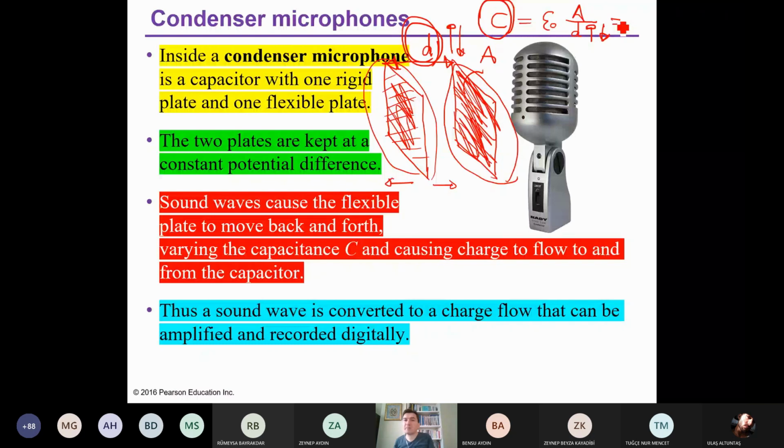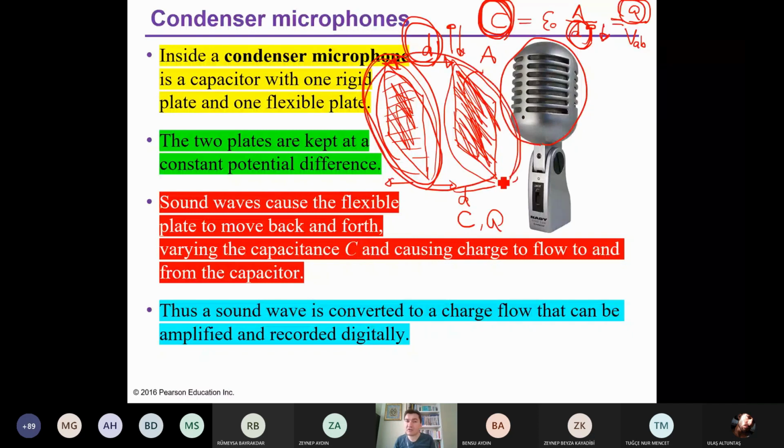If I can manipulate capacitance by manipulating distance, I can also manipulate the charge here, right? So during the movement of this flexible plate, I manipulate the distance, then I manipulate the capacitance, then I manipulate the charge. Within these condenser microphones, there is this kind of mechanism. You send sound waves, and due to these sound waves, this flexible plate on the left side moves back and forth, and it changes the capacitance, and then it changes the charge to flow to and from the capacitor.